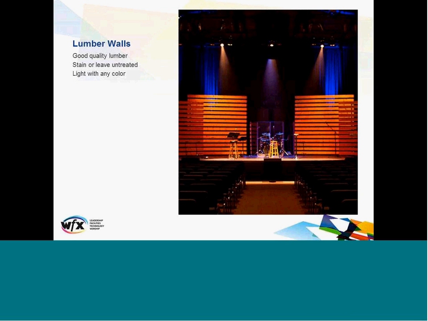Next. These walls are super simple. It's just wood. Quality lumber. Treat it, stain it, leave it regular, leave it raw. Just build a tower out of it, and then light it with color. You see, it's a super simple stage treatment, but it has such a huge impact. This is lighting. Throw some orange lights mixed with blue. It just creates a wonderful setting for your stage.